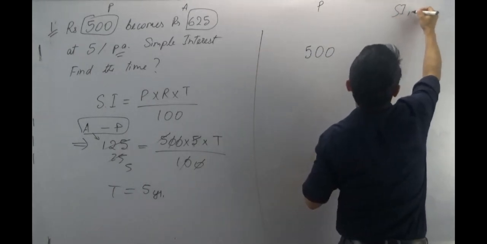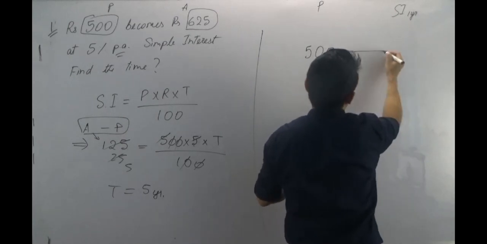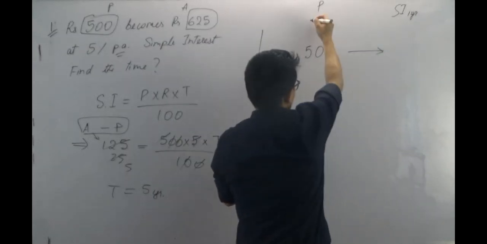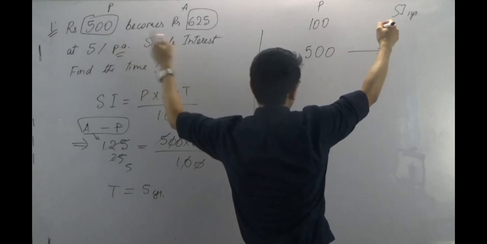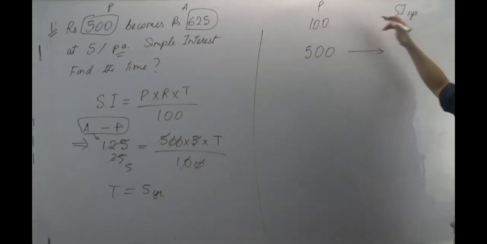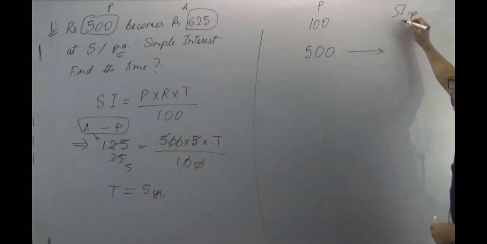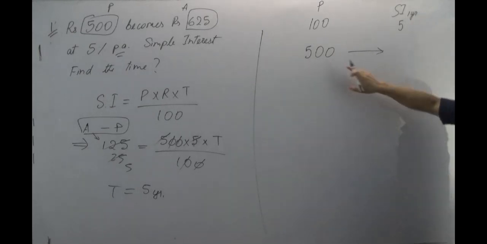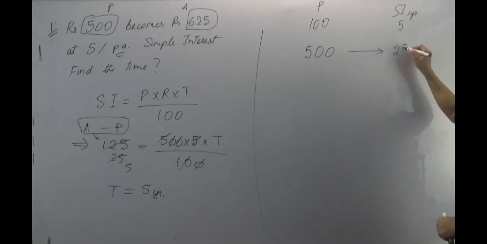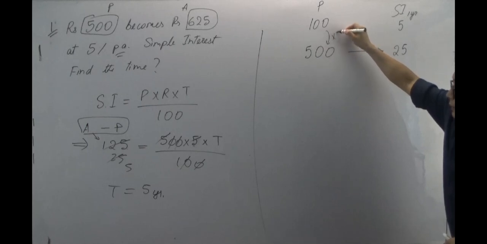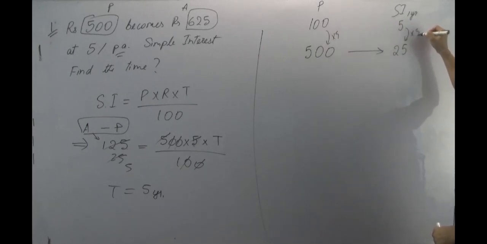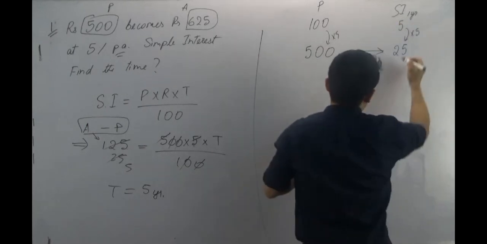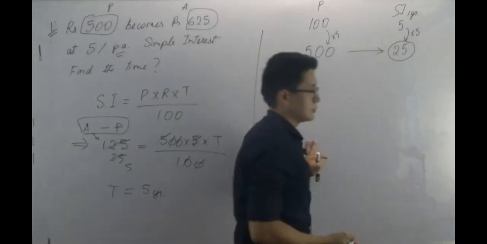Simple interest for 1 year. The rate of interest is 5% per annum. So it means that for 1 year the interest is 5 rupees. So on 500 what was it? 25. Because here I multiplied with 5, so I have to multiply here with 5 as well. So the 1 year interest is 25.